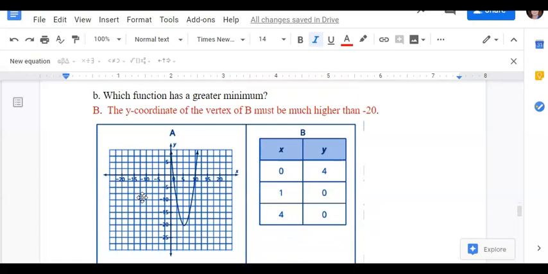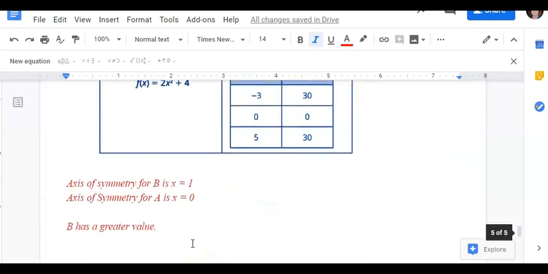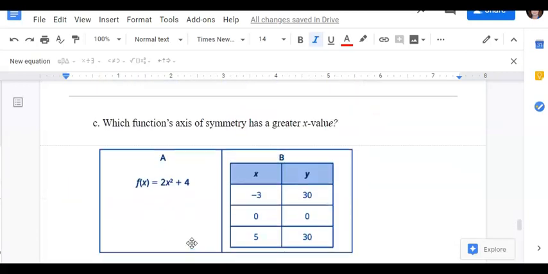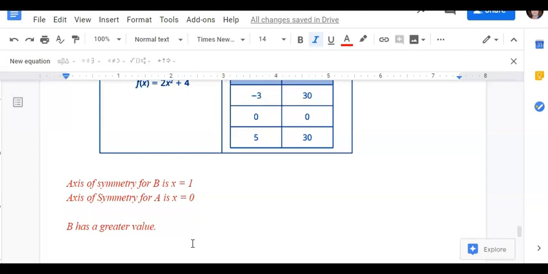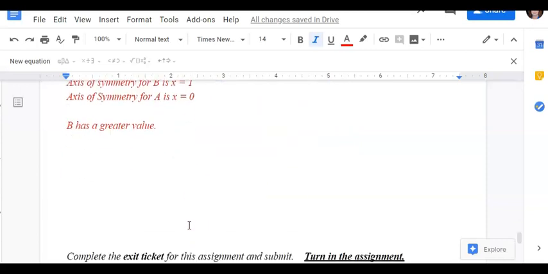And then finally, you're looking for maximums and minimums. Minimums are the lowest point on the graph. Maximums are the highest point on the graph. Axis of symmetry is a vertical line that goes straight through your vertex. So you will use the x coordinate of your vertex for your axis of symmetry.